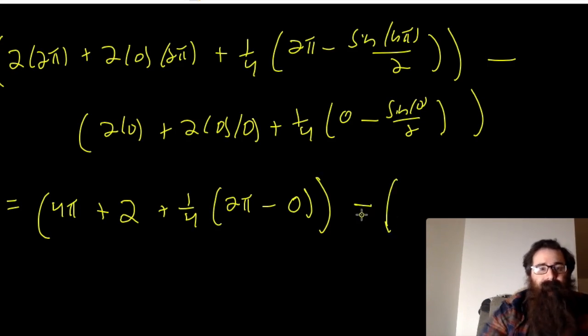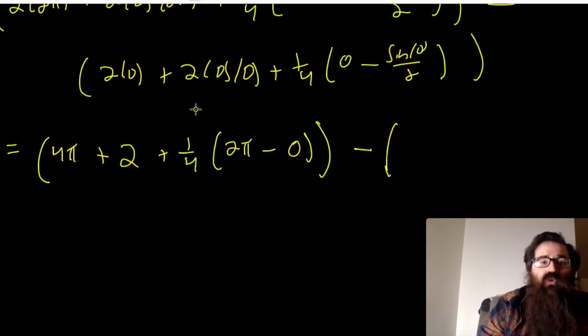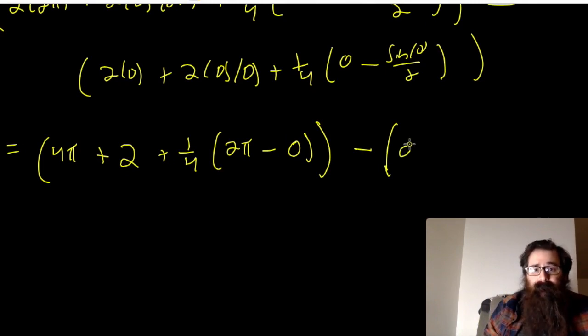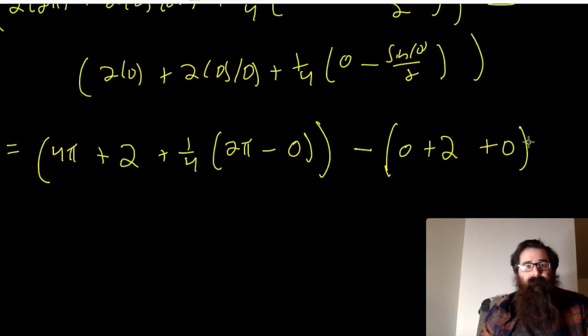And then minus, now for the lower bound plugged in, 2 times 0 gives me 0. Cosine at 0 is 1. 2 times 1 gives me 2. And then for all the rest of this, notice I have 0, which is 0. Sine at 0 is 0. 0 minus 0 is 0. 1/4 times 0 is 0. So all the rest is 0 anyways.